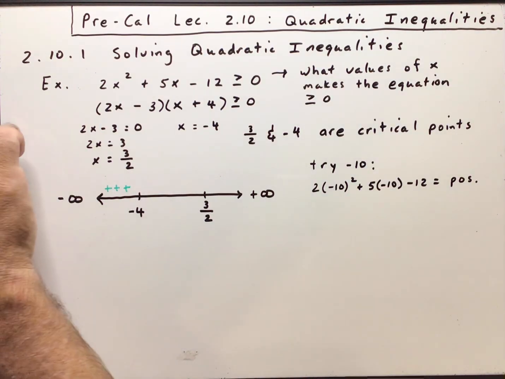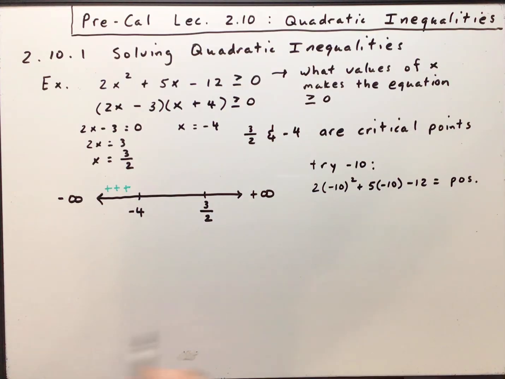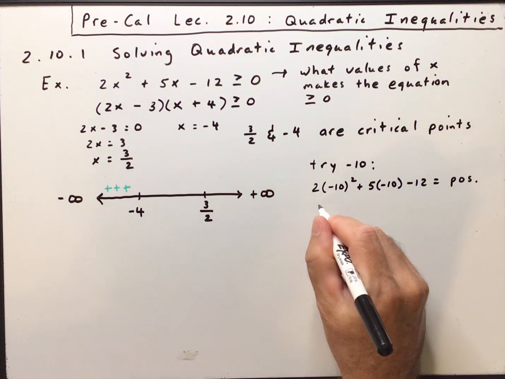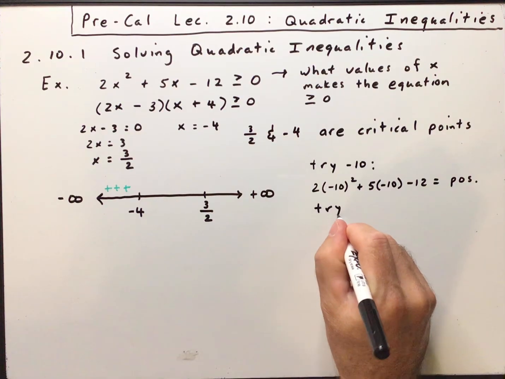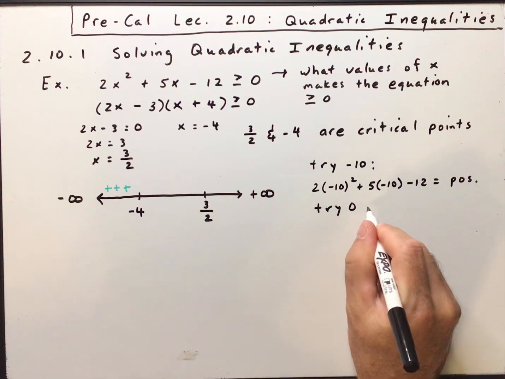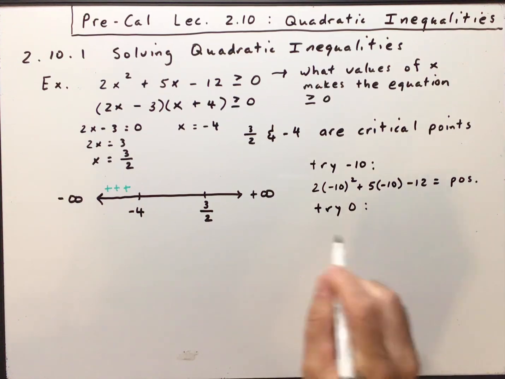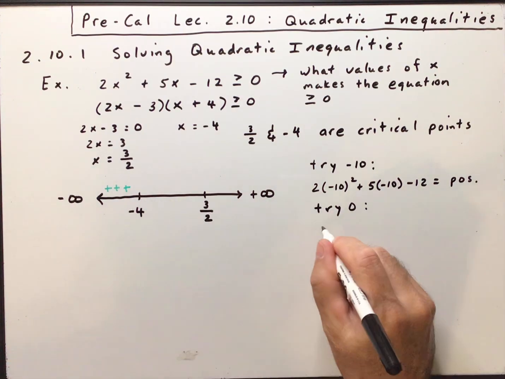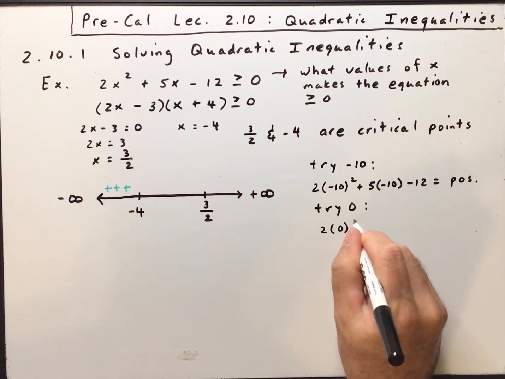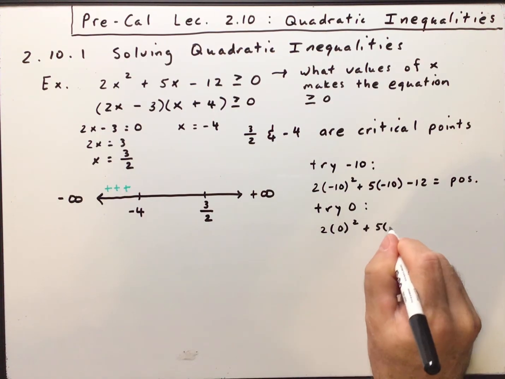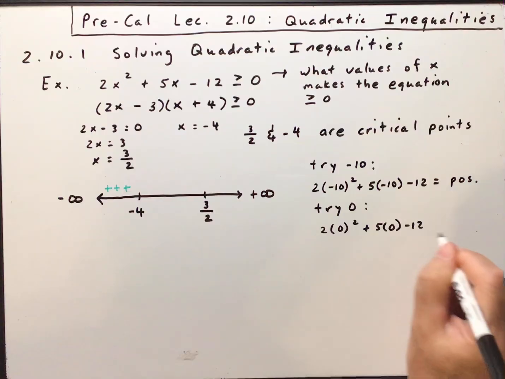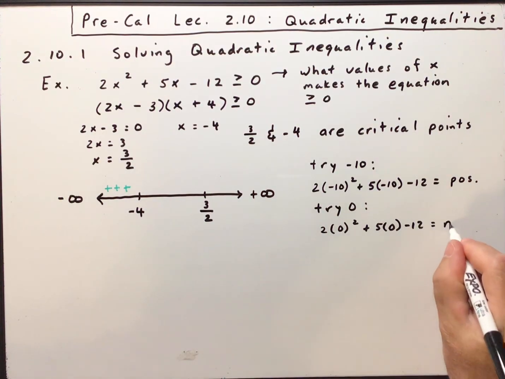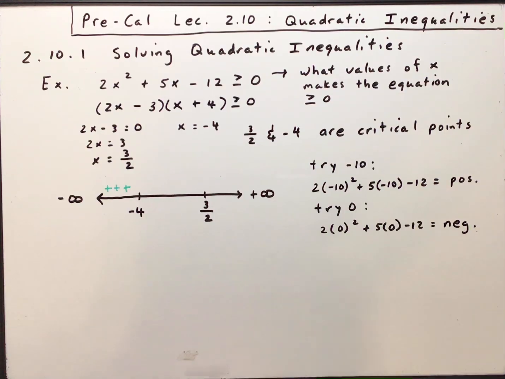Okay, so anything less than negative 4 gives me a positive answer when plugged back into the original equation. Okay, how about between negative 4 and 3/2? The one you want to pick anytime you can is 0. All right, so let's try 0. That's in that interval, right? So that's 2 times 0 squared plus 5 times 0 minus 12. That's going to be 0 minus 12, right? That's going to be a negative number.